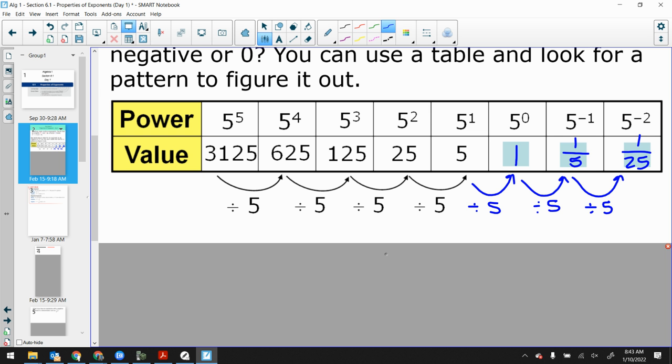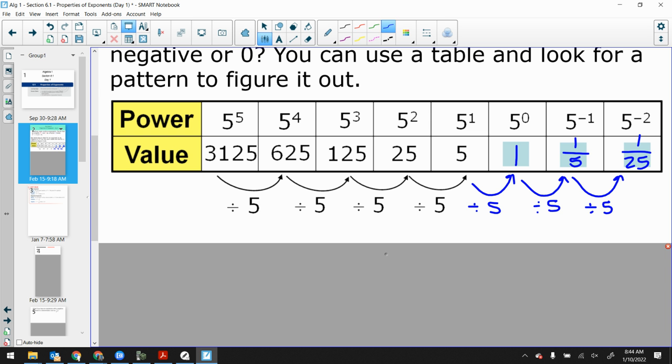We talked about 5 to the negative 1 being 1/5, 5 to the negative 2 being 1/25. What if I kept this going? 5 to the negative third. 1 over 125. What about 5 to the negative fourth? 1/625. 1 over 625. So what's the rule then for a negative exponent?